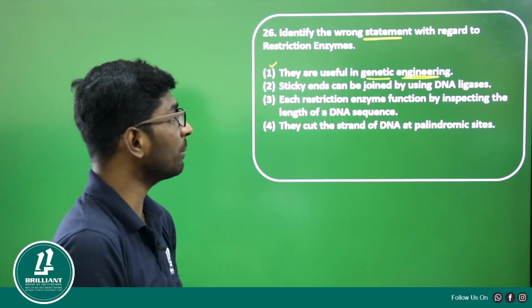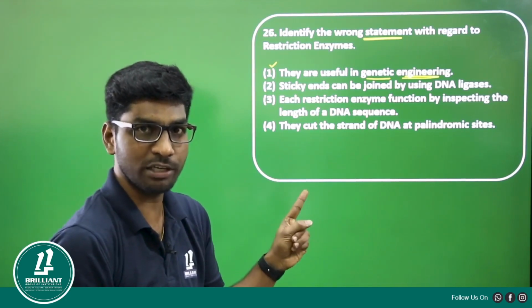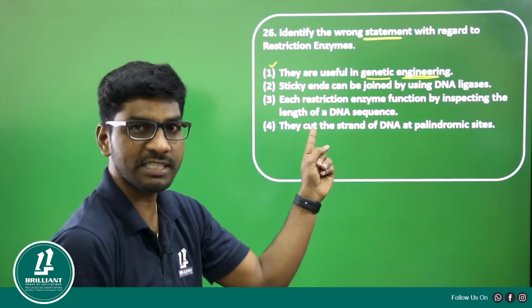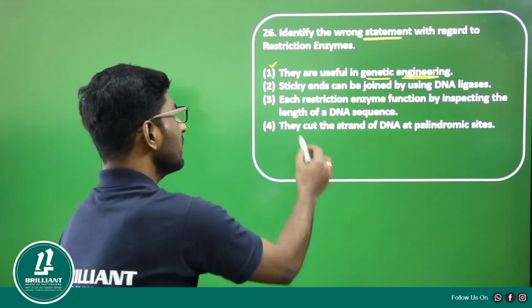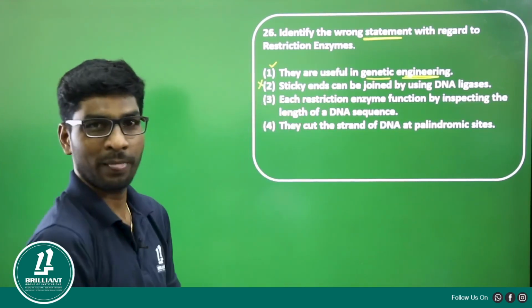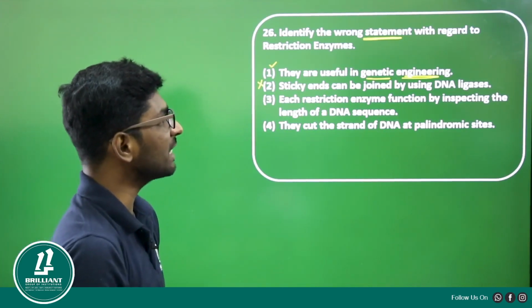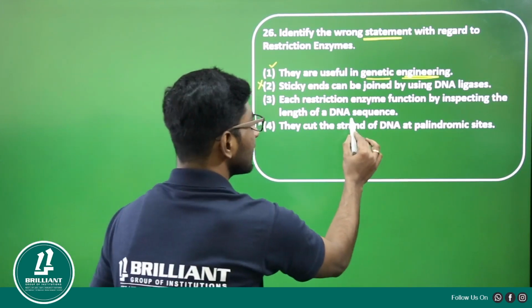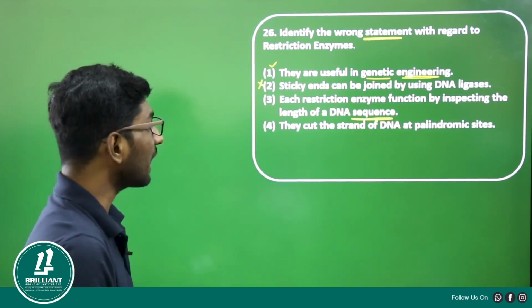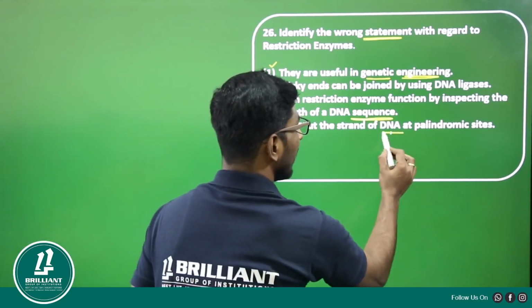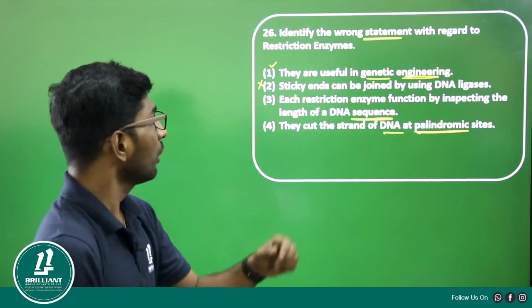Sticky ends can be joined by the DNA ligase. Are they asking about the DNA ligase or the endonuclease enzyme? Is this statement regarding the endonuclease enzyme? No. So this is not correct. Third option. Each restriction enzyme functions by inspecting the length of the DNA sequence. Yes. Fourth option. They cut strands of DNA at palindromic sites. This is also absolutely correct.